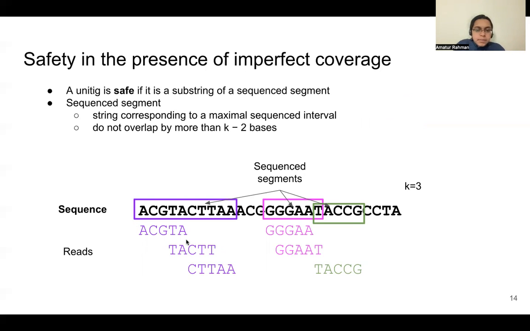So what's the sequence segment? Here in this figure, we marked three sequence segments in three different colored rectangular boxes. And these are basically strings corresponding to a maximal sequence interval. And these sequence segments do not overlap by more than k-2 bases. So these three purple reads here, they constitute this interval or this sequence segment, and this pink and this green sequence segment, they do not overlap by more than k-2 bases. It just has an overlap of 1.